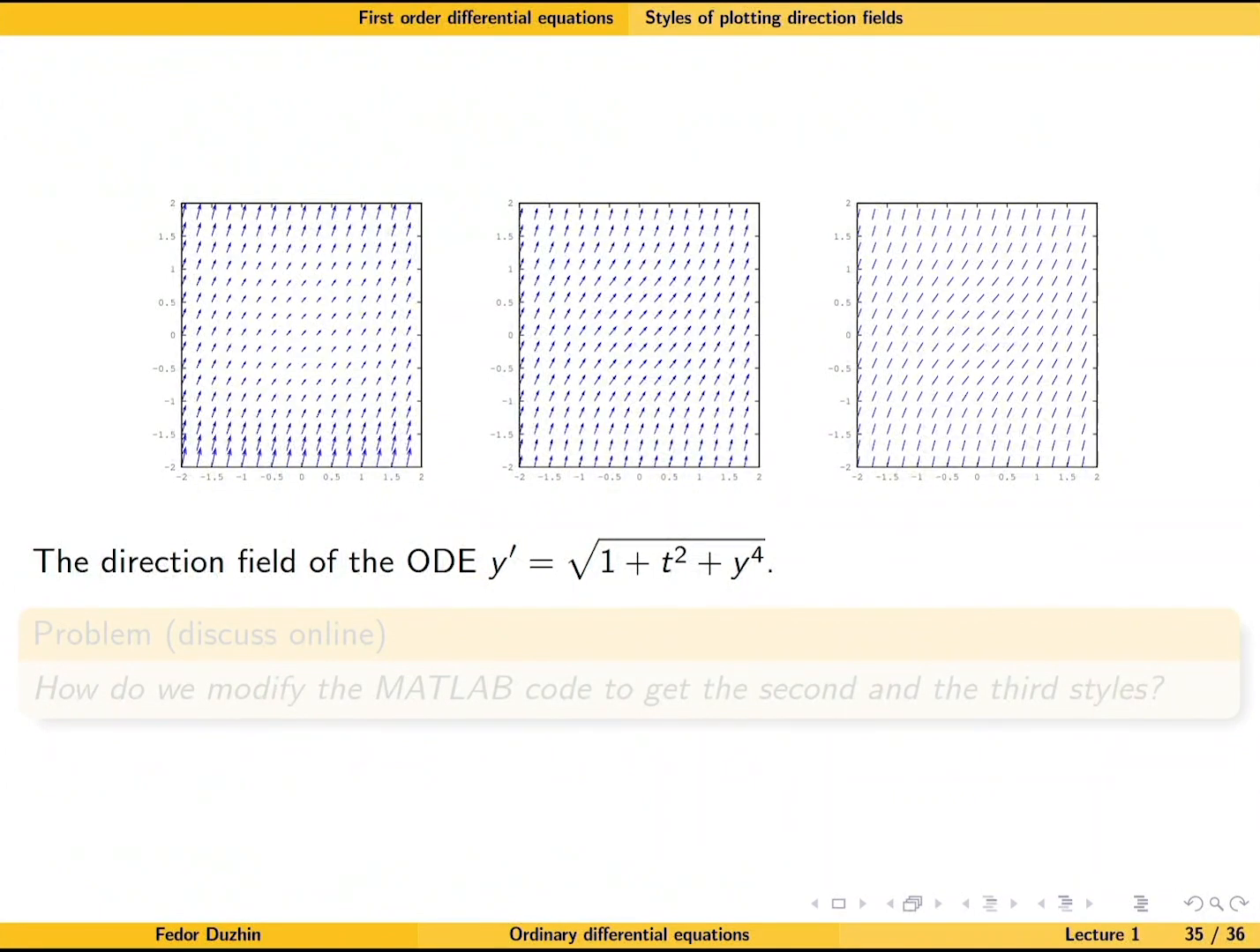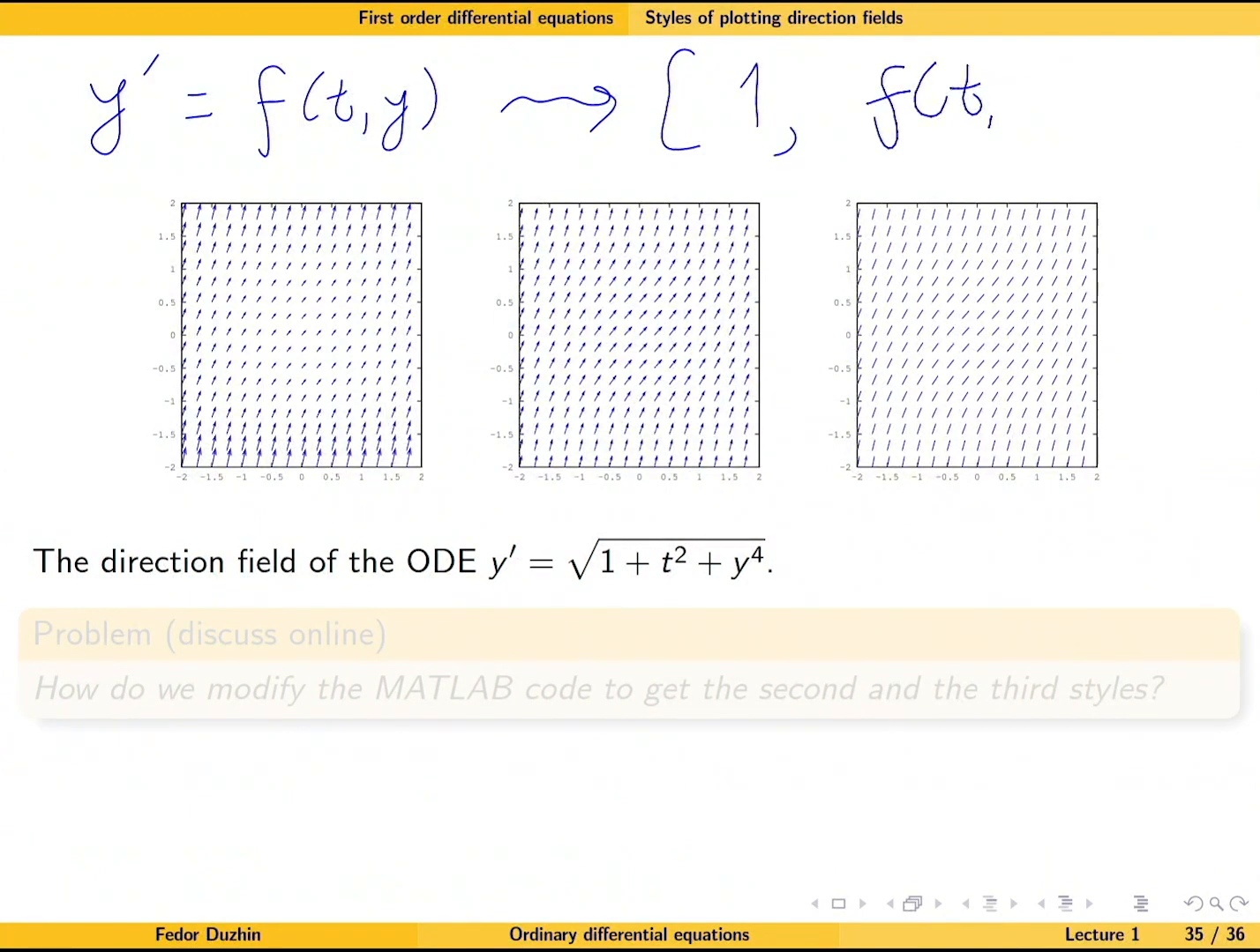Now, before we wrap up the whole lecture, let me pose a little challenge for you. One of the most important concepts that we've learned today is that of the direction field of an ordinary differential equation. Recall that the direction field of a differential equation y prime equals f of t, y is just the vector field whose first component is 1 and second component is f of t, y.